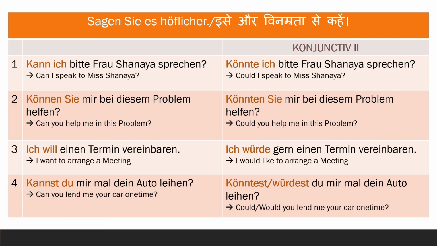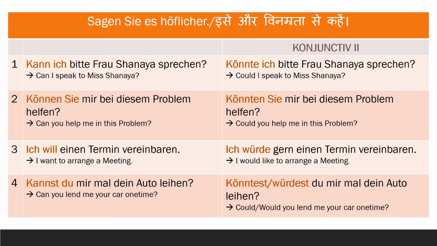And some more examples. "Sagen Sie es höflich." And you have to say it more politely. Again, we are having some examples. These are very, very important topics, Konjunktiv II. So it's better that you do more and more exercises to get fluent in this topic. And that's why I have kept more and more exercises. Maybe in the next video also I'm having some scenarios through which we will learn more about Konjunktiv II. So guys, first let's see these examples.